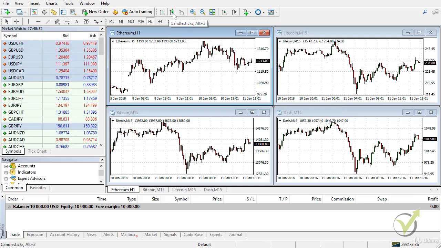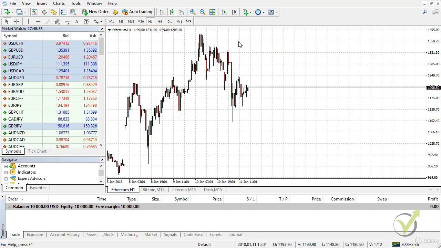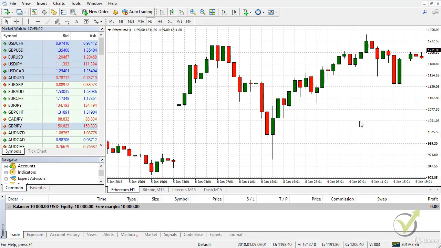So the first thing I will go to is the chart types. There are three basic chart types. This is the bar chart, the candlesticks and a line chart. So if I just zoom in on any of the cryptocurrencies, let me make it a little bit bigger.